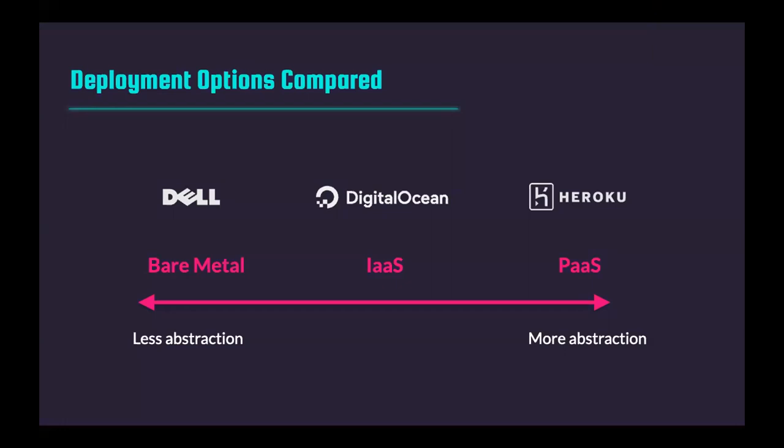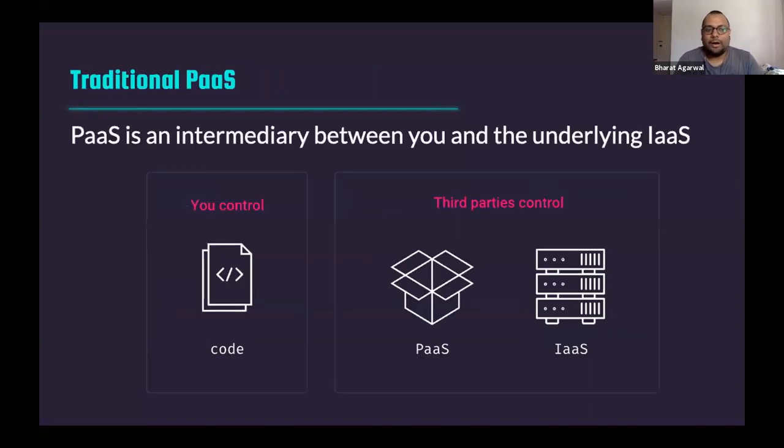Your only concern is supplying the application code and the PaaS takes care of everything for you. This is where Mothership stands. But in a traditional PaaS, you provide the code, but third parties are in charge of the costs that you're dealing with. So Heroku will have its own charge. Heroku is typically deployed on top of an IaaS provider. Like Heroku typically uses AWS.